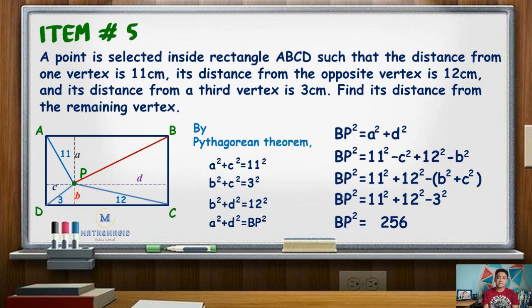That is the same as BP squared. Now getting the square root of both sides of the equation, BP is equal to 16 centimeters. Hence, the distance of point P to the remaining vertex of the rectangle is 16 centimeters.